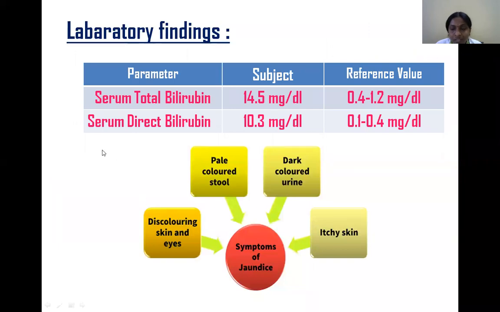Laboratory findings. Here the parameters mainly measured are total bilirubin and direct bilirubin. Total bilirubin reference value is 0.4 to 1.2 milligram per deciliter. Direct bilirubin reference value is 0.1 to 0.4 milligram per deciliter. But in the case, it ranges to 14.5 milligram per deciliter. In direct bilirubin, in the case, 10.3 milligram per deciliter. Here, bilirubin levels are elevated. The condition is mainly hyperbilirubinemia.